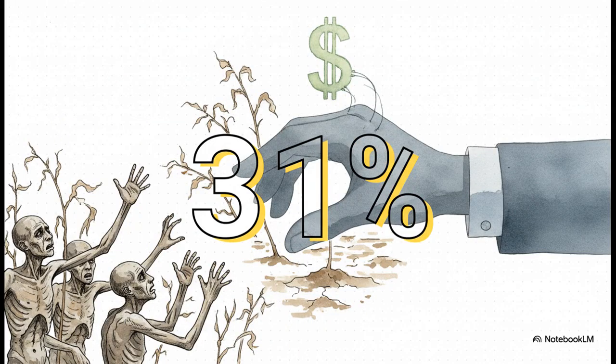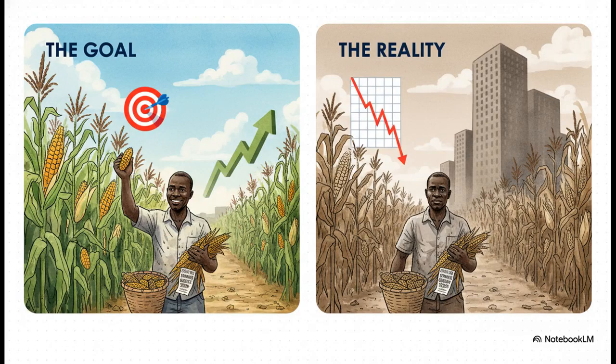The big promise was to lift people out of poverty and reduce hunger. But the reality? It's pretty shocking. According to United Nations data, in the very countries AGRA was targeting, the number of hungry people actually went up during the project by 31%. I mean, the difference between the goal and what actually happened is just staggering.